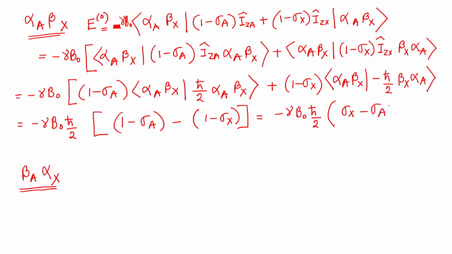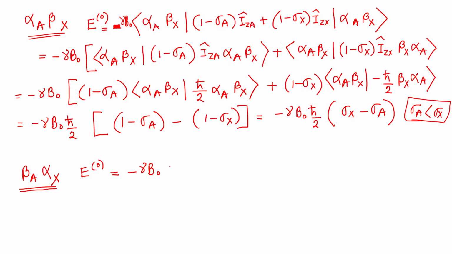Sigma x minus sigma a, right? Then for this, what we learned is that sigma a is less than sigma x. So what about this part? Sigma x minus sigma a is a positive quantity. So you can see that your alpha a beta x is also going to be stabilized, right? Now let us check for this.